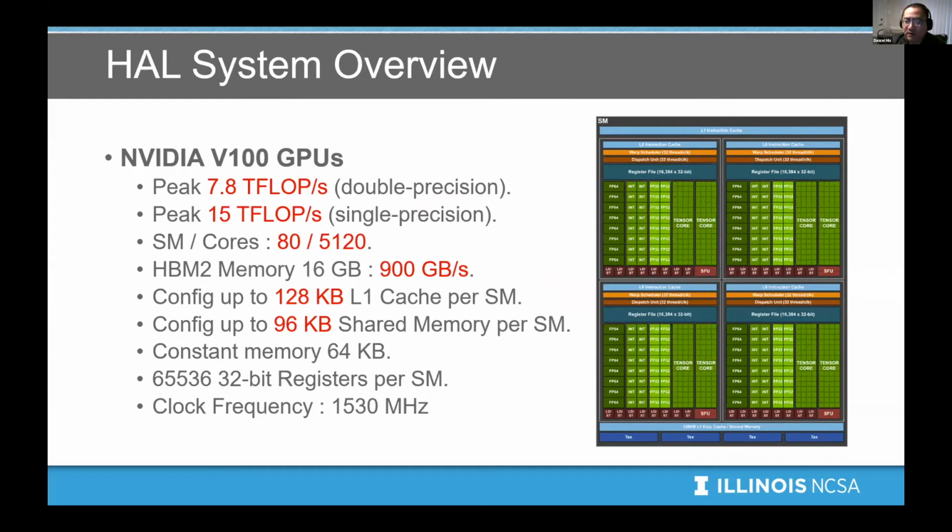The power source of this machine, of course, is the NVIDIA V100 GPUs. It has 7.8 teraflops double precision for peak performance and 15 teraflops for single precision. One highlight: since it has PCIe Gen 4 and also NVLink 2, the memory bandwidth of the GPU memory is up to 900 gigabytes per second.